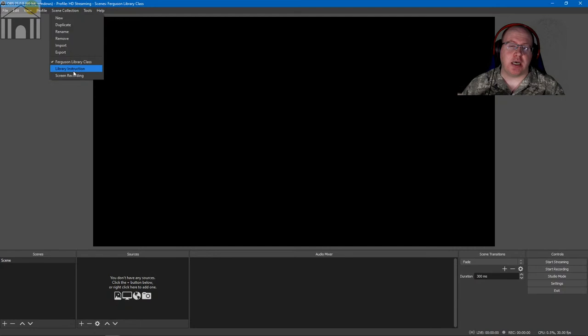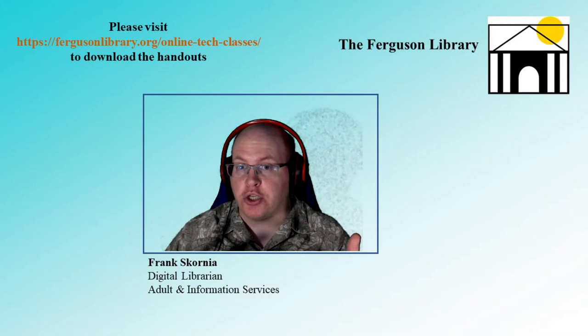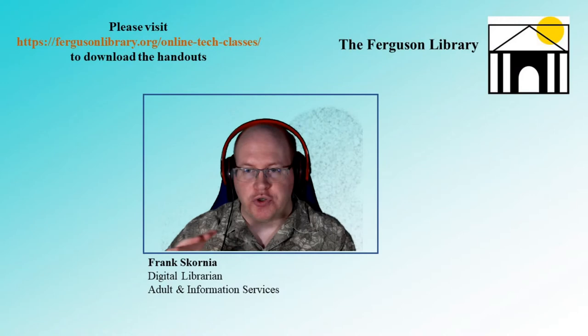For example, for my library instruction, I have a live scene showing the demo of my screen, with my face cam and the Ferguson Library logo. And I have another live scene where the focus is actually me talking to you without any other distracting things going on. So I have those two different live scenes, but you'll want at least one live scene that has what you're broadcasting as you're presenting.